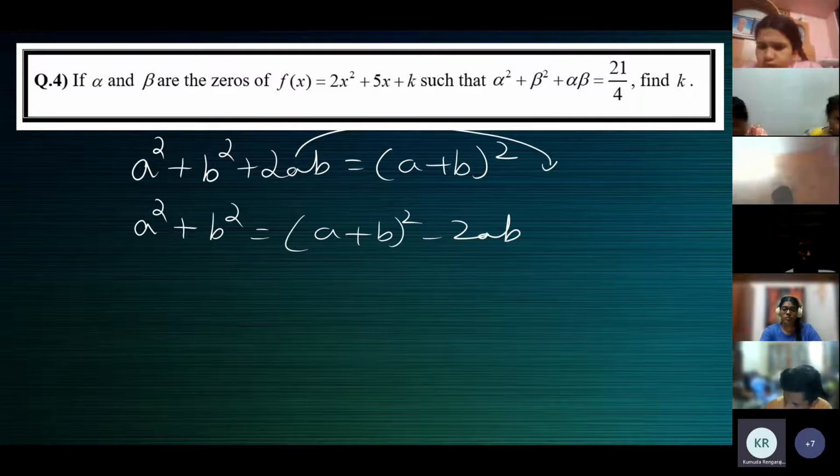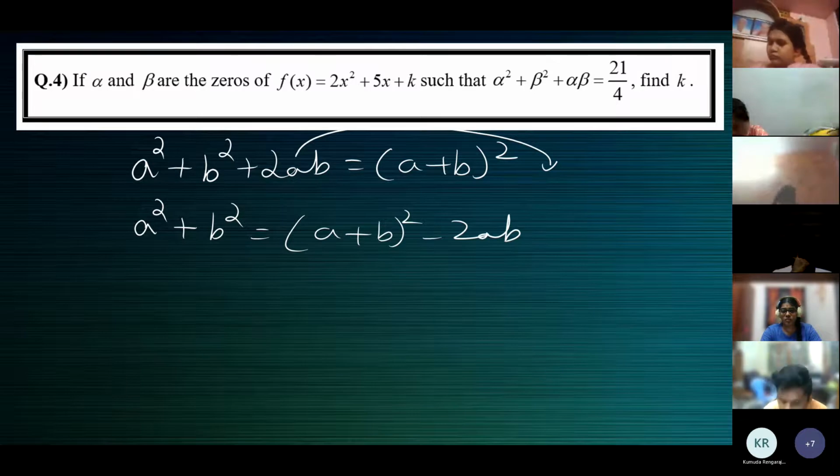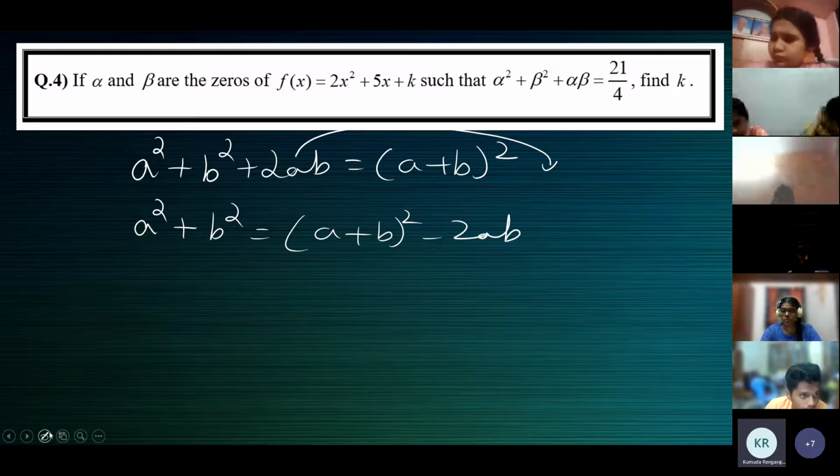See, all the identities you have seen in 9th standard. It was just a recall. And in the identities, a and b were replaced with alpha and beta. That's all. Okay, fine. Let's begin.